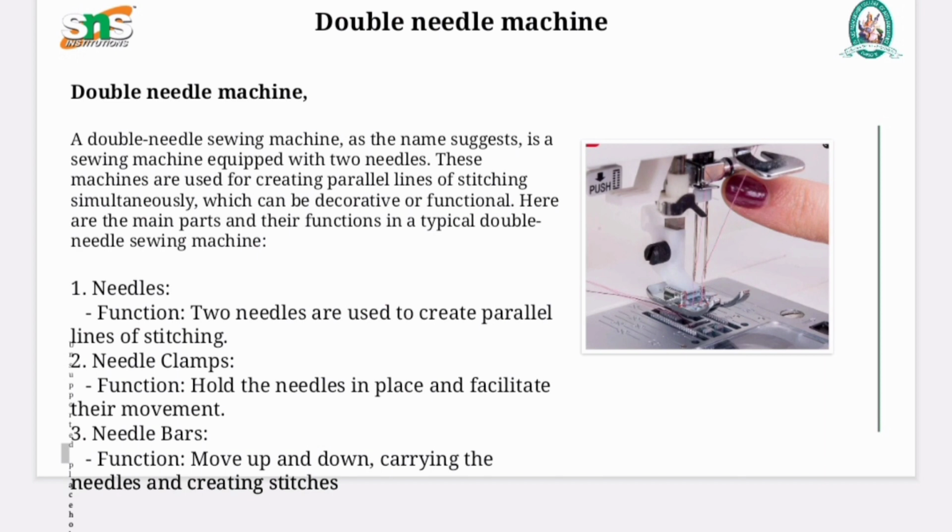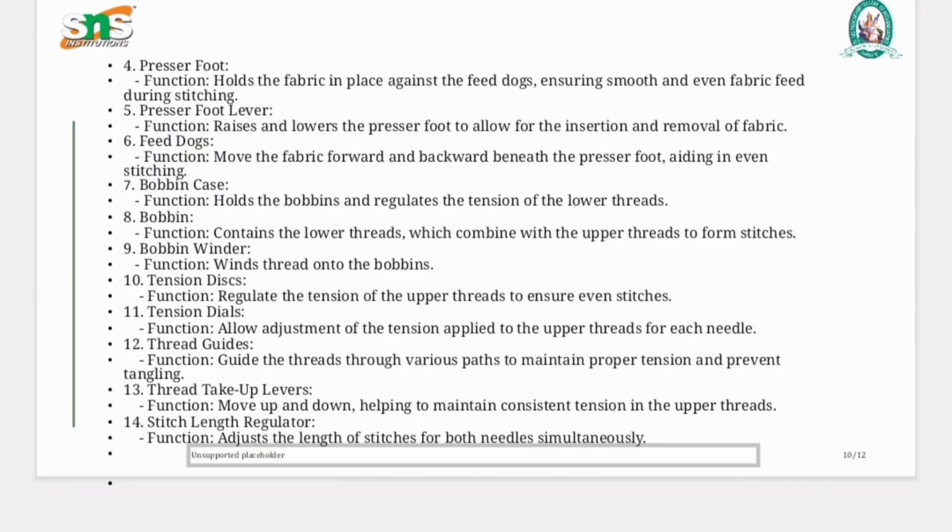Needle clamps: hold the needles in place and facilitate their movement. Needle bars: move up and down, carrying the needles and creating stitches. Presser foot: holds the fabric in place against the feed dogs, ensuring smooth and even fabric feed during stitching. Presser foot lever: raises and lowers the presser foot to allow for the insertion and removal of fabric.